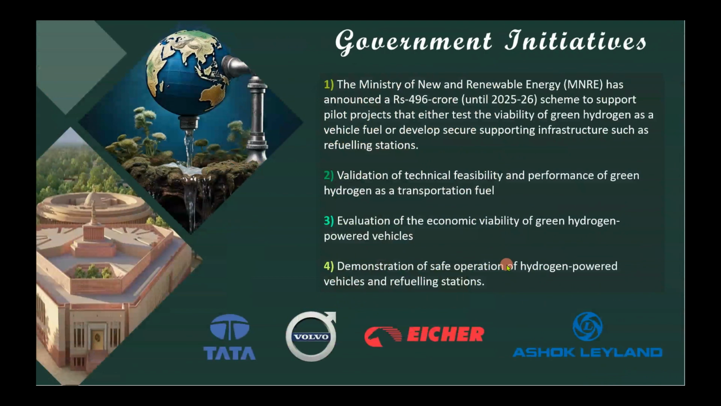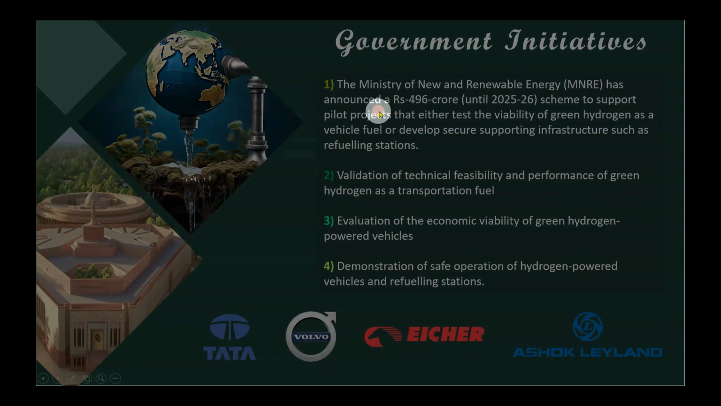Fine. So now, lastly, the government initiatives, which are very important because you need to know what is happening on the side of the government, how the central government and the state governments are acting in cohorts. Okay, so the MNRE, the Ministry of New and Renewable Energy, has announced a rupees 496 crore scheme to support pilot projects for testing the viability of green hydrogen. Then validation of technical feasibility and performance of green hydrogen as transportation fuel, evaluation of economic viability, demonstration of safe operation of hydrogen-powered vehicles and refueling stations.